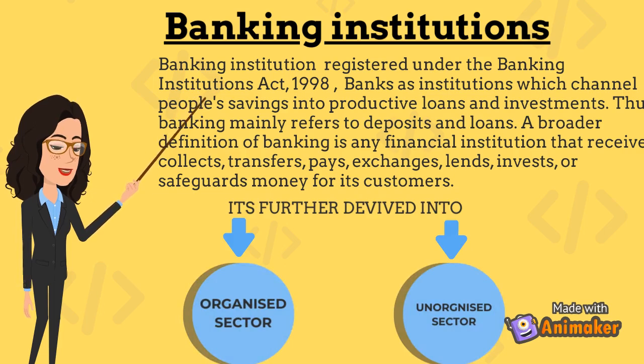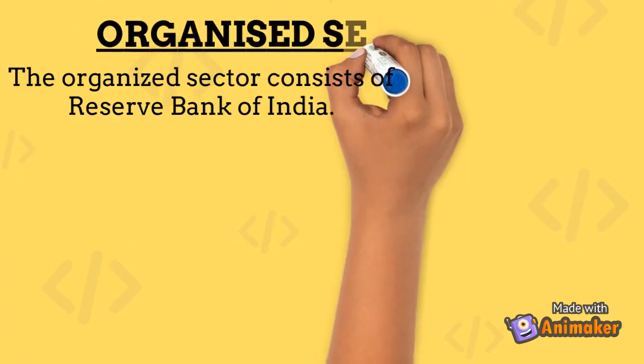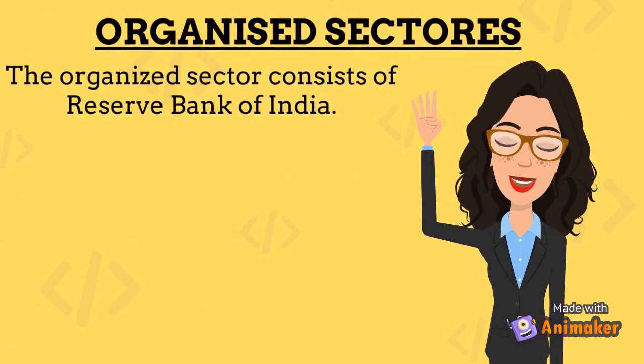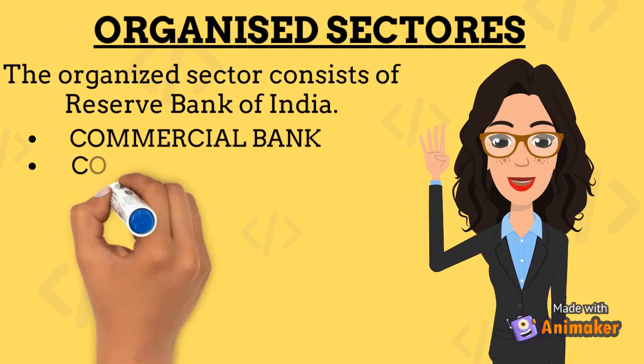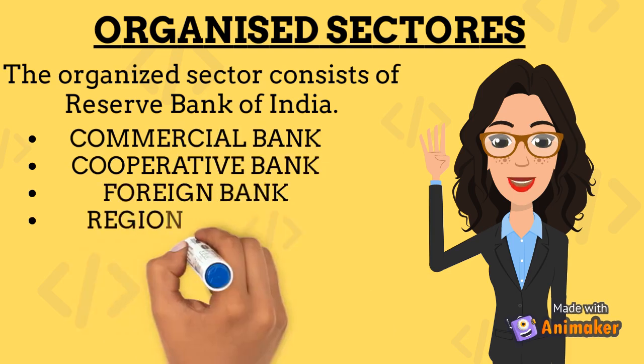So let's discuss first about the organized sector. The organized sector consists of the Reserve Bank of India. The Reserve Bank of India includes the commercial banks, cooperative banks, foreign banks and regional rural banks.